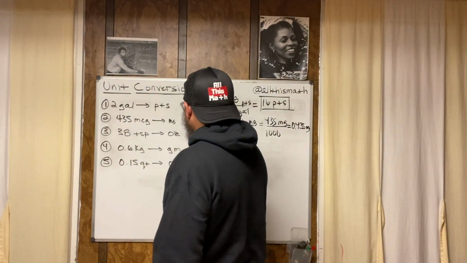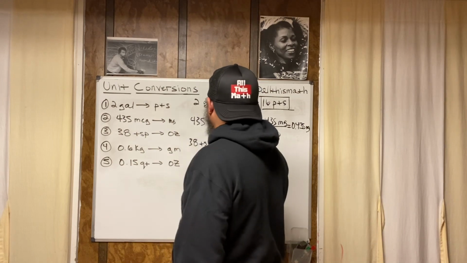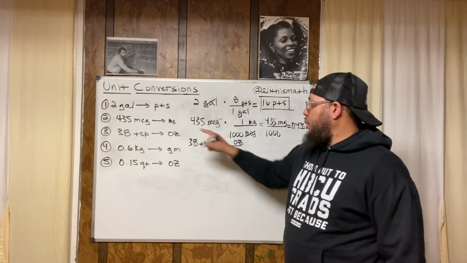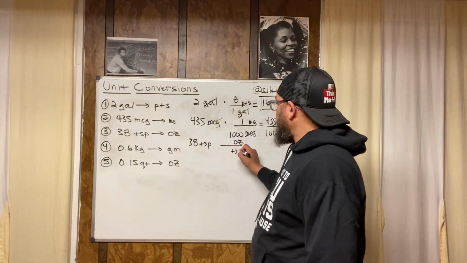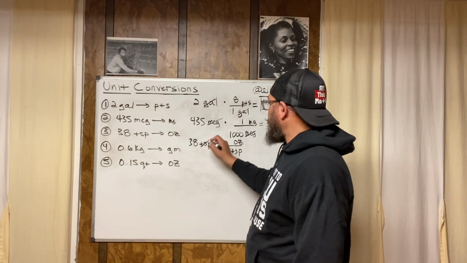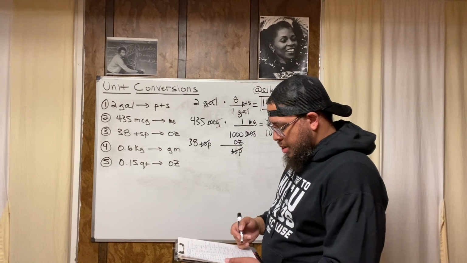38 teaspoons to ounces. So I want ounces at the end, so I'm going to put ounces on top because that's what I want to end up with, ounces. And then put teaspoons in the denominator, boom. Because the teaspoons are going to cancel out. But what are my numbers though? Let me go to my notes.